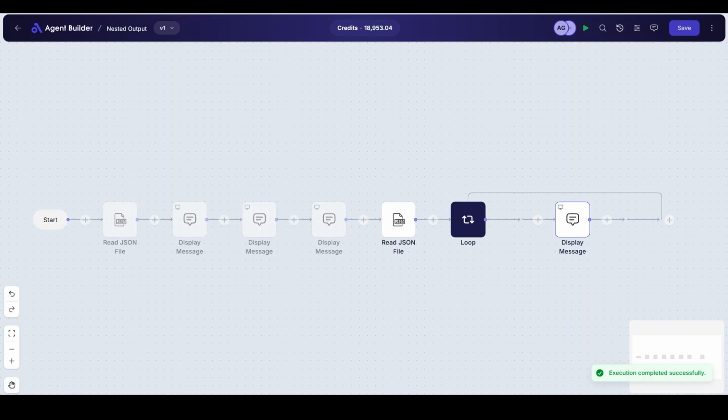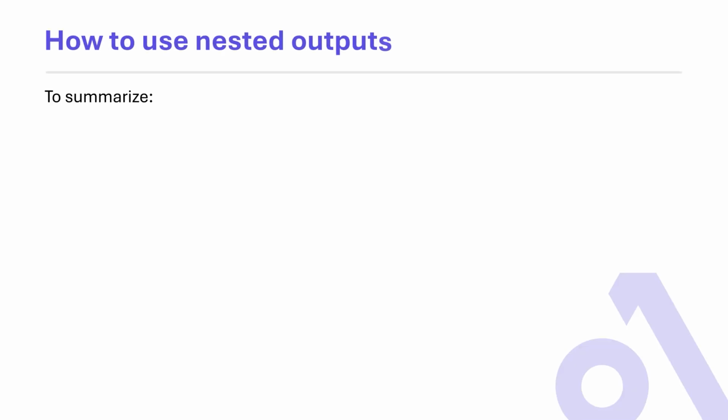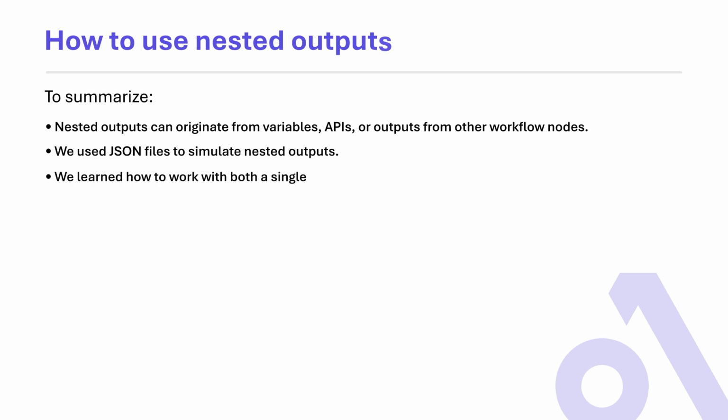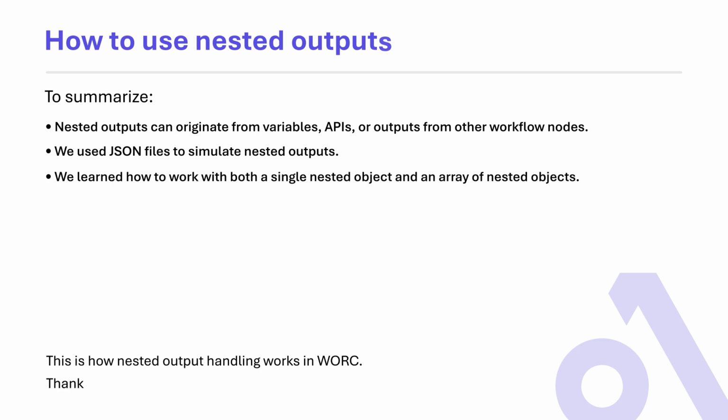To summarize, nested outputs can originate from variables, APIs, or outputs from other workflow nodes. In this training, we used JSON files to simulate nested outputs. We learned how to work with both a single nested object and an array of nested objects. This is how nested output handling works in Worc.